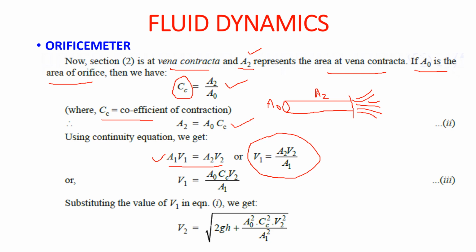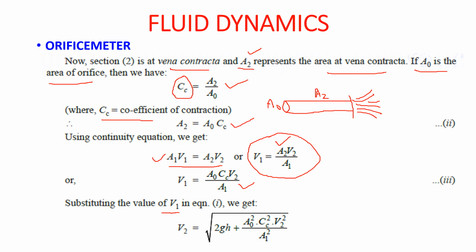So V1 equal to, now what can we write for A2? We can write A2 as A0 CC. So A0 CC into V2 divided by A1. So V1 equal to A0 CC V2 divided by A1. Now substituting the value of V1 in this equation.